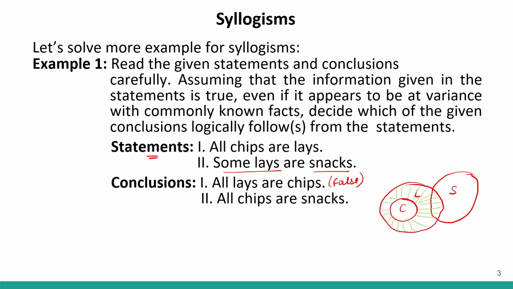Conclusion 2 says all chips are snacks. Again, this is not correct, because if I look over here, we have chips and these are snacks. In this particular diagram, this is not overlapping. There could be a diagram like this. So this is Lays, let's say this is snacks, and we have chips over here. So all chips are snacks. We can have a diagram like this, but this is a possibility. And whenever we talk about possibility, it may or may not be true. Therefore, we consider them to be false.